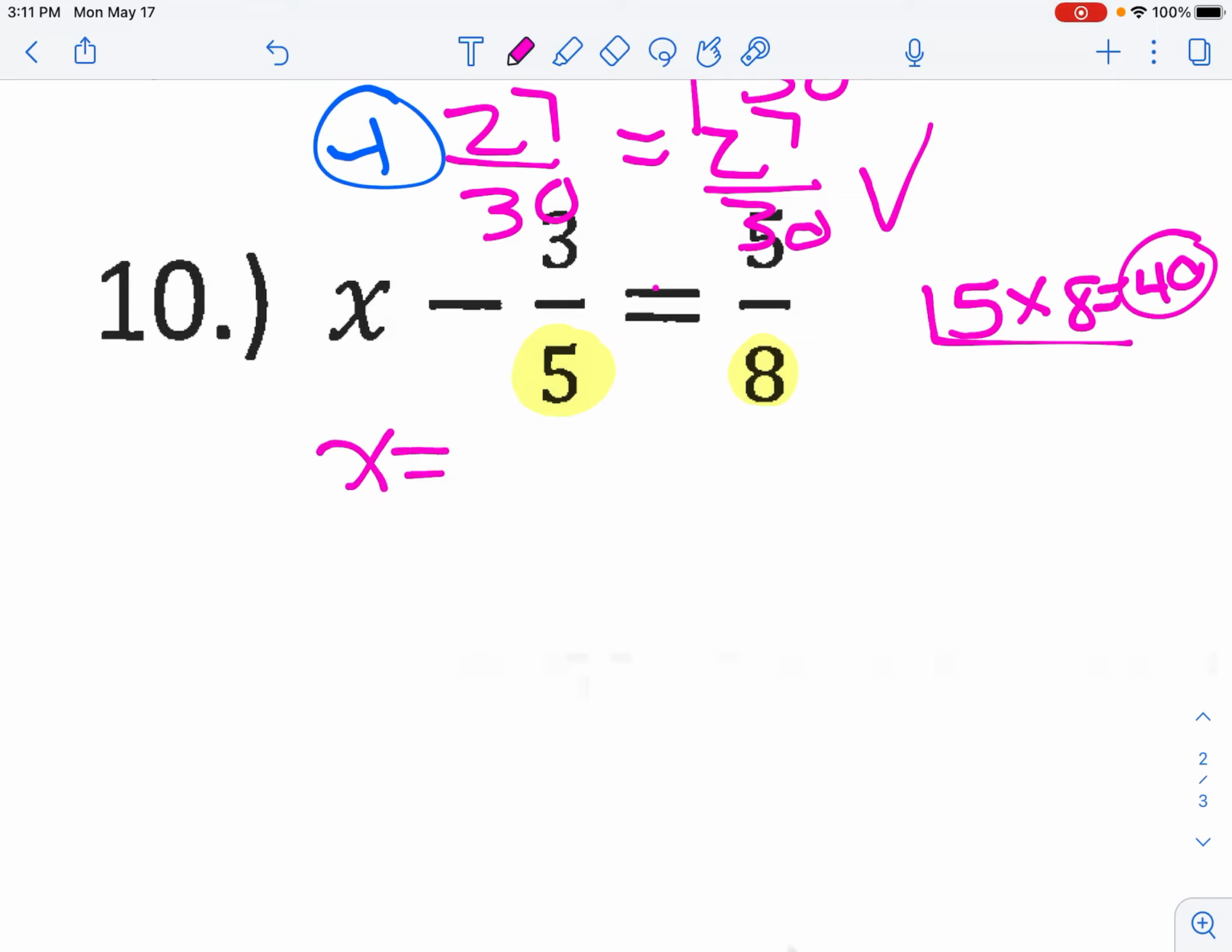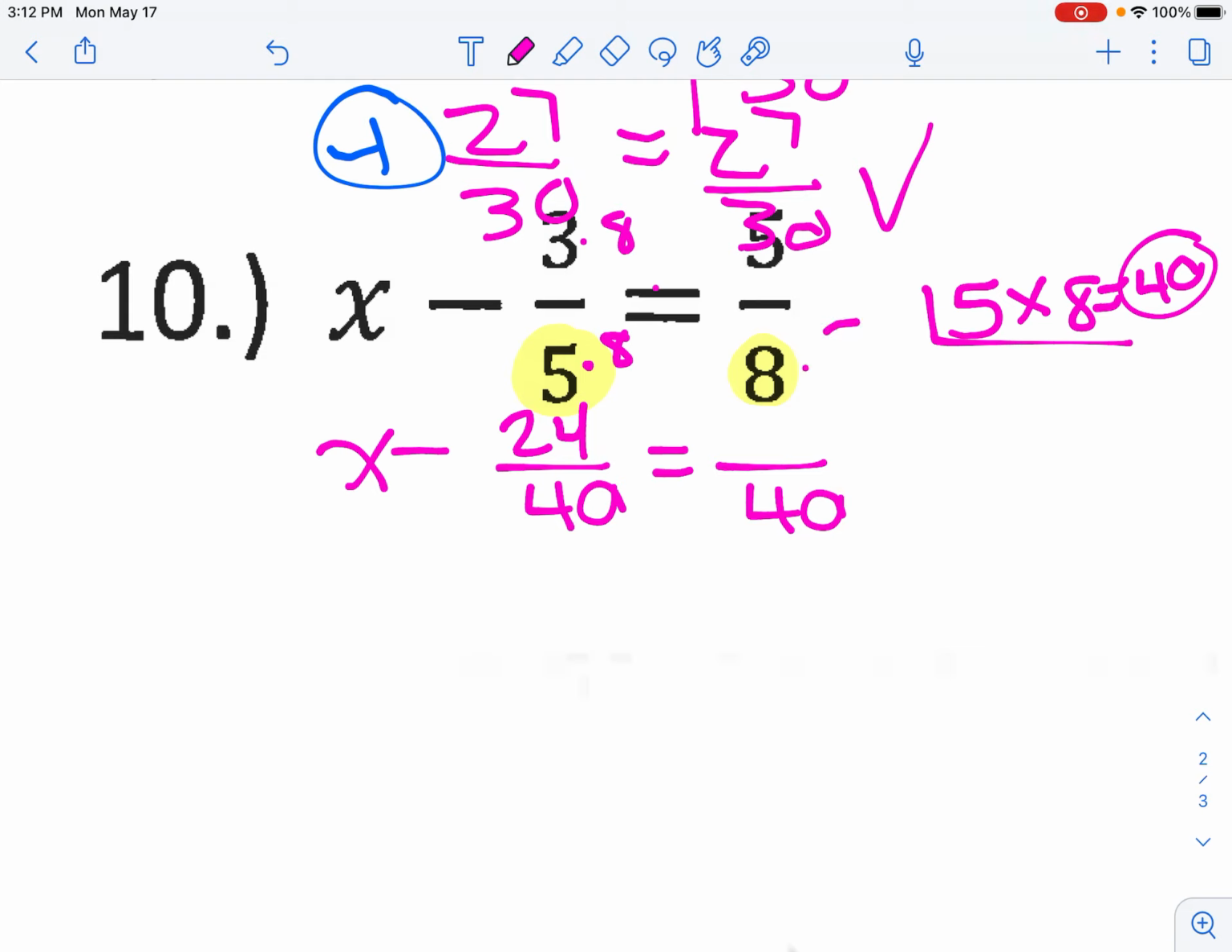So I'm going to rewrite this using 40 as my common denominator. So for 5, I'm going to have to do 5 times 8 and 3 times 8. For 8, I'm going to do 8 times 5 and 5 times 5. All right, so what number minus 24/40 equals 25/40?